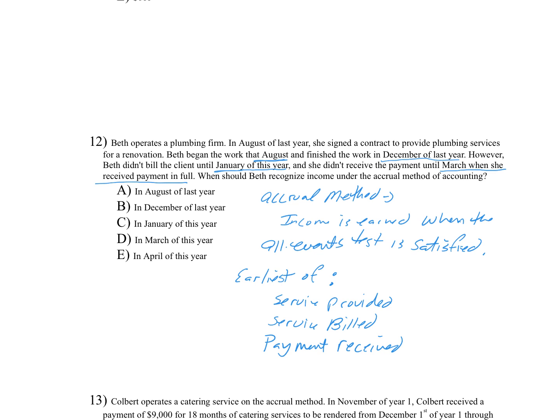Beth began the work that August and finished the work in December of last year. So the service was provided in December of last year. So that is the earliest date because that's when the service was provided. It was completed. And so December of last year is when you have to recognize the income under, again, the accrual method of accounting. It's very important that that's the accrual method of accounting.